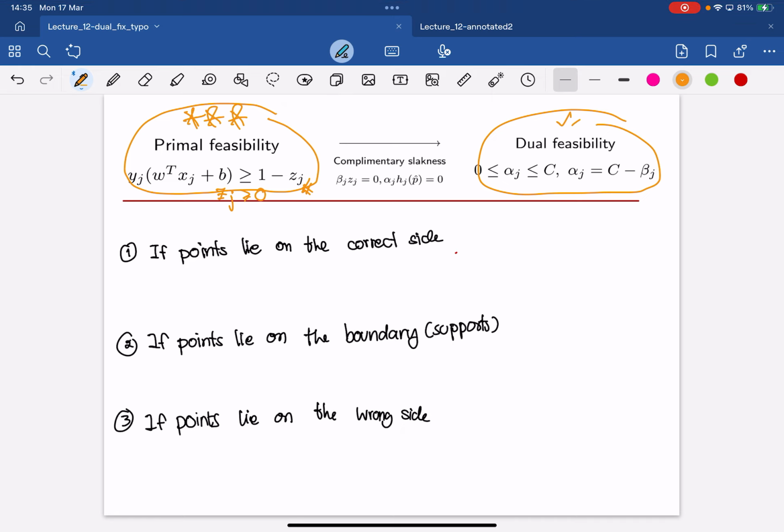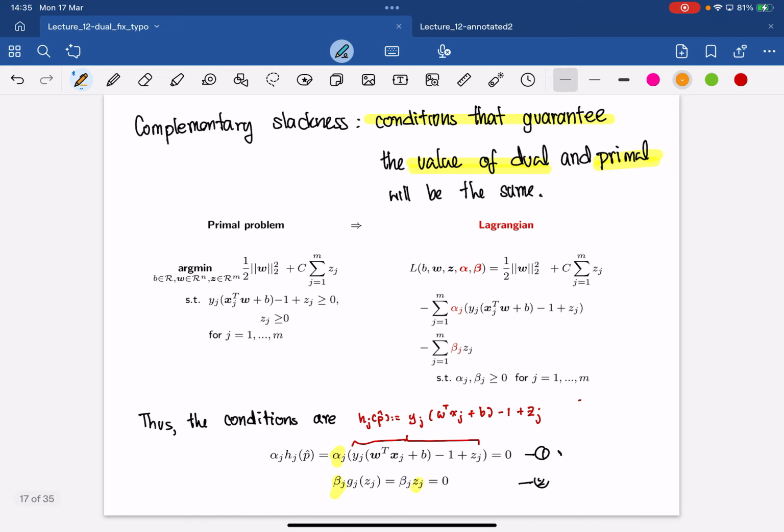Okay, but before we go, let us describe a little bit about this complementary slackness. Complementary slackness are the conditions that will guarantee the value of the dual and primal to be the same. So what does that mean? Okay, let's just look at the primal and the Lagrangian. The dual and Lagrangian are somewhat interrelated anyway, but let us look at these two, the primal and Lagrangian.